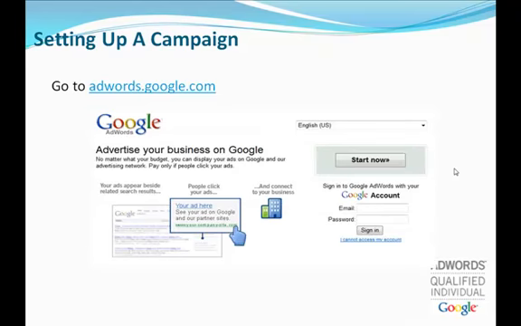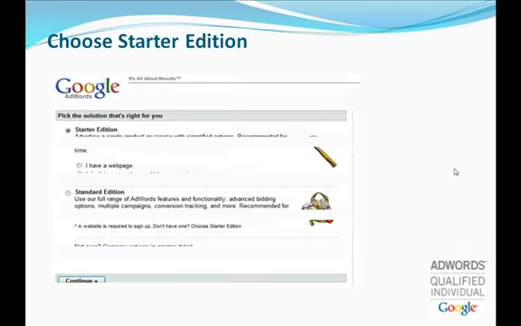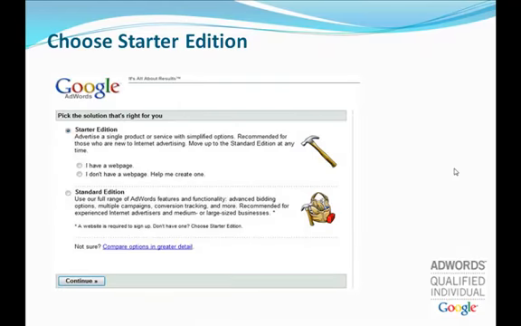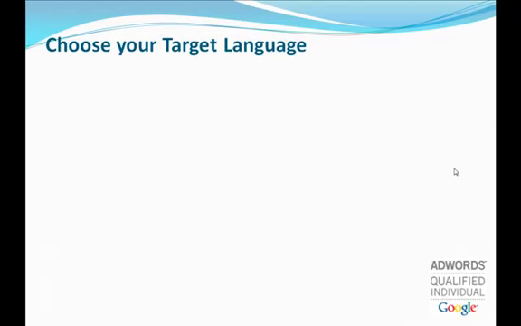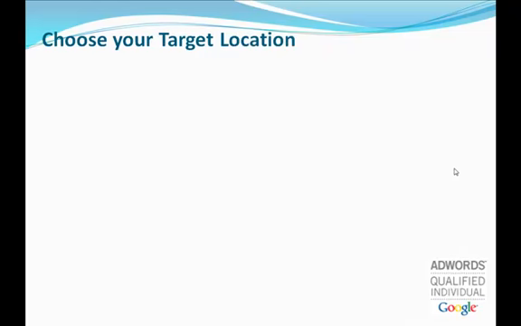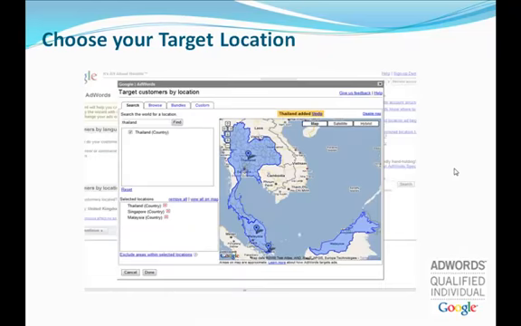Okay, so how to set up Google AdWords. Go to adwords.google.com, click Start Now, choose the Starter Edition with the hammer. Ignore the Standard Edition for now. It's probably a little bit too deep. Choose your target language. Choose your location. There are 4 different location types. You can choose country, you can choose state or province, you can choose urban areas, or you can choose actual cities.